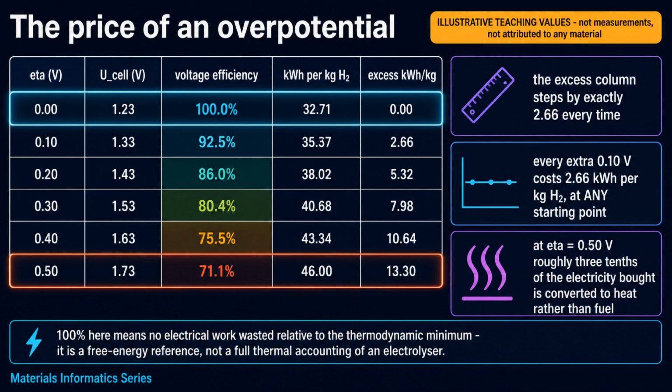Here is the sweep. The overpotential values are illustrative teaching values chosen to span a plausible range. They are not measurements and are not attributed to any material. At 0 overpotential, the cell needs 32.71 kilowatt-hours per kilogram of hydrogen. At half a volt, it needs 46.00, and the voltage efficiency has fallen from 100% to 71.1%. Every extra 0.10 volts costs 2.66 kilowatt-hours per kilogram at any starting point. We state no electricity prices. Multiply by whatever your own situation carries.